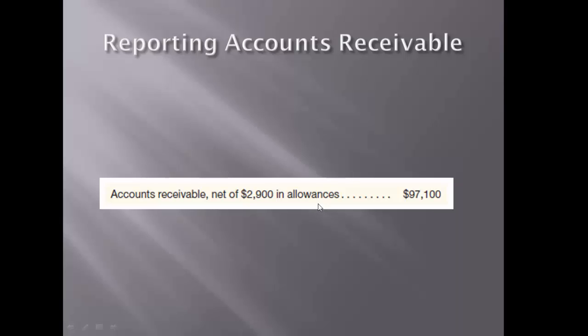Now, the counterpart to the allowance for uncollectible is the bad debt expense. So when a company increases its allowance for uncollectible, it also records bad debt expense in the income statement. Note that if a company overestimates the allowance account, bad debt expense is too high. And what happens is that net income becomes understated.